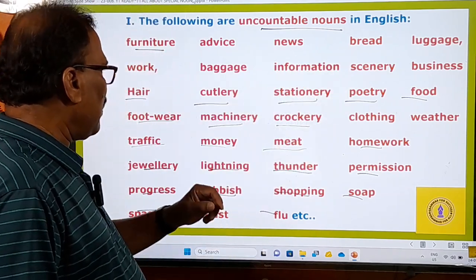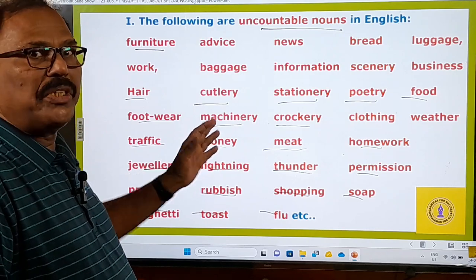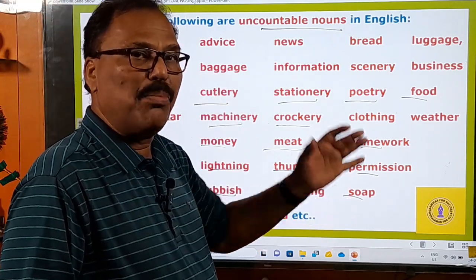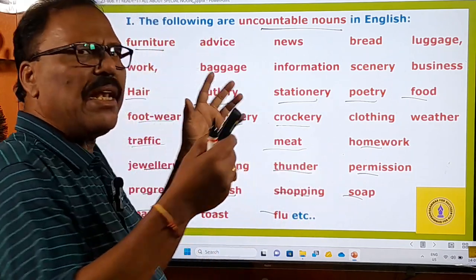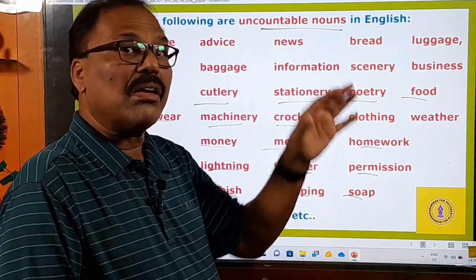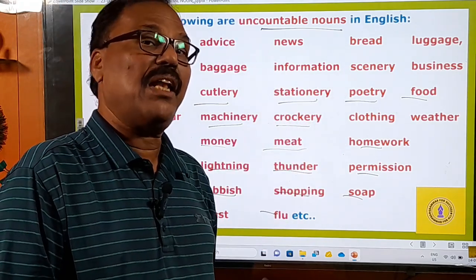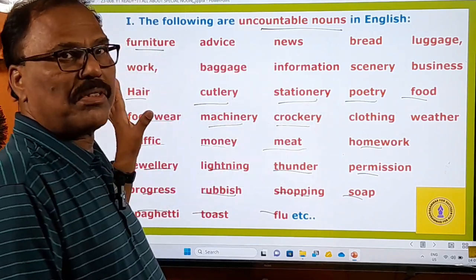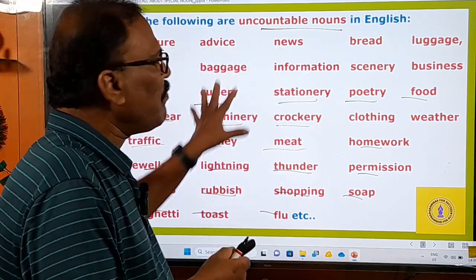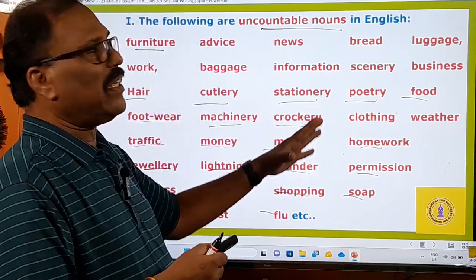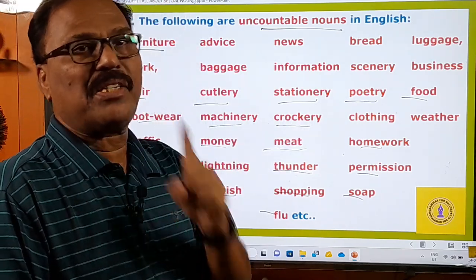Similarly, money is dabbu, and dabulu is there. Soap is sabbu, and sabulu. So in many languages, these nouns are countable. But in English, they are all exclusively uncountable nouns. You must understand this point.